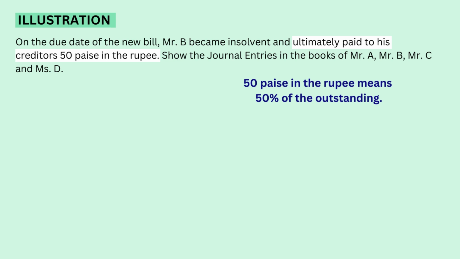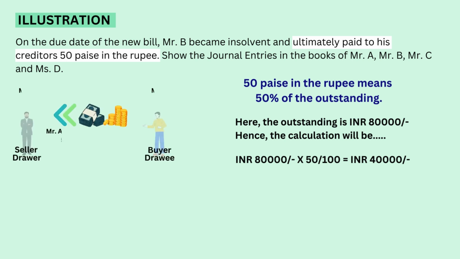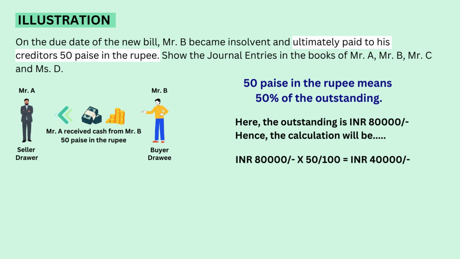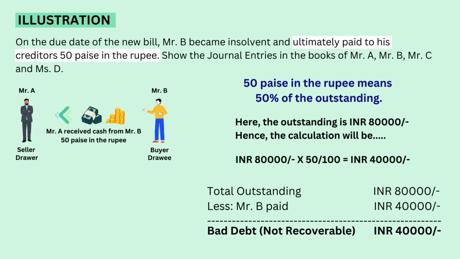Here it is 50 paise in the rupee, that is 50% of the outstanding. We know that the outstanding amount is rupees 80,000. Hence the calculation will be 80,000 into 50 divided by 100 equals 40,000. So Mr. A received 40,000 against the third bill from Mr. B. It's fine. But what about the remaining amount, which could not be recovered from Mr. B? It will be treated as bad debt.